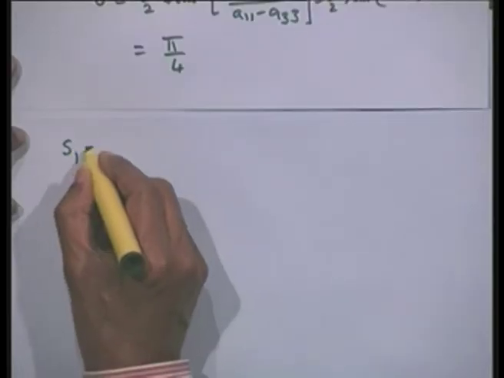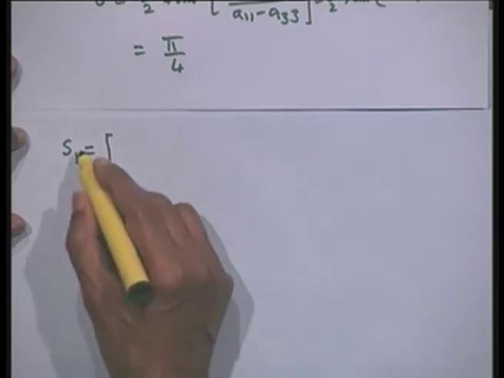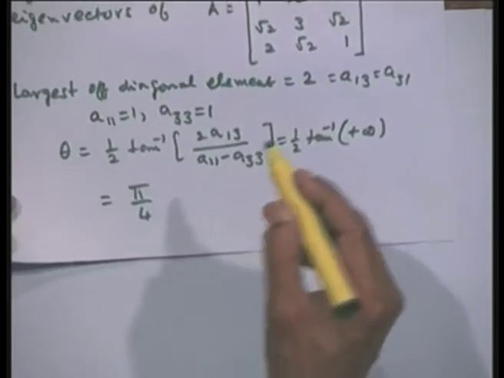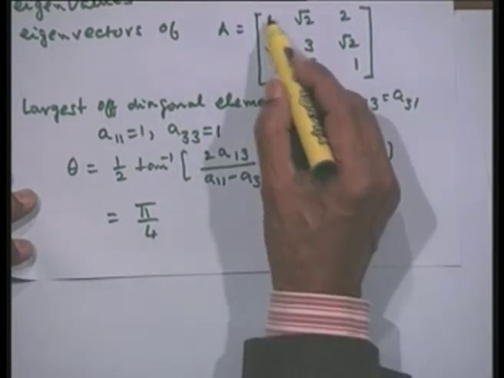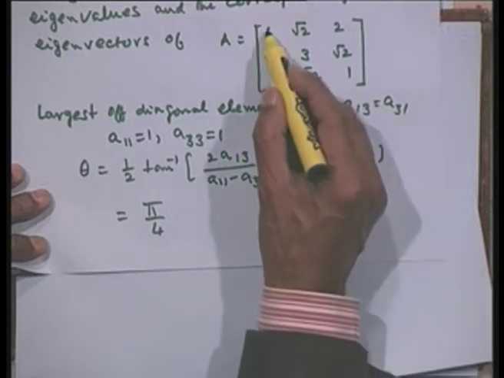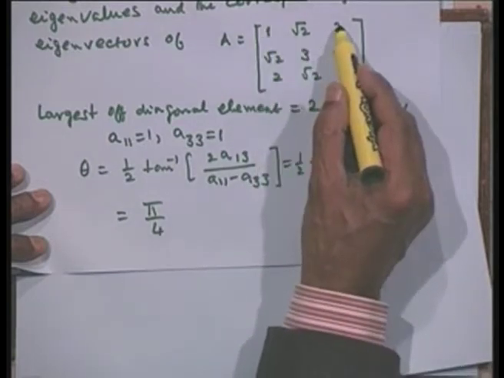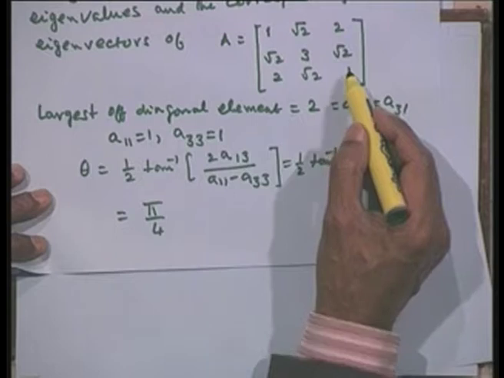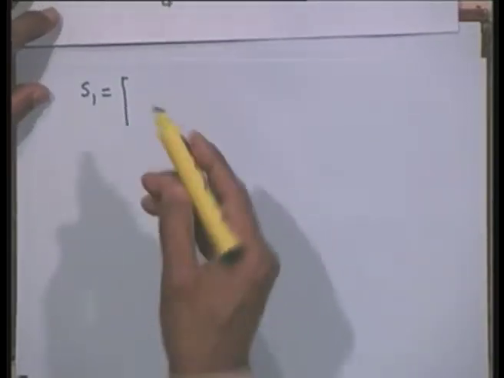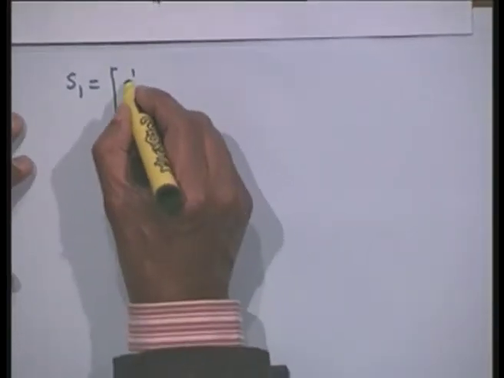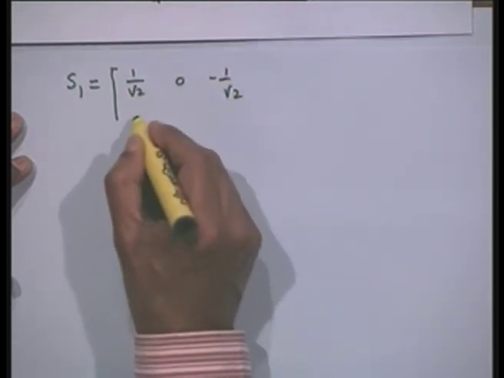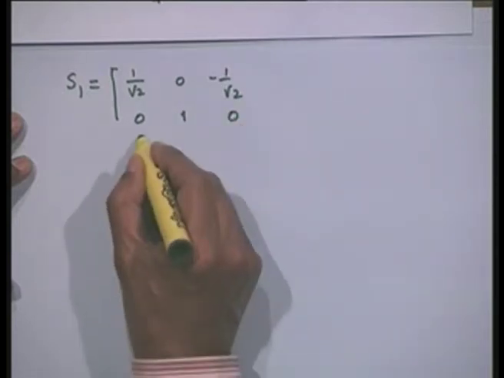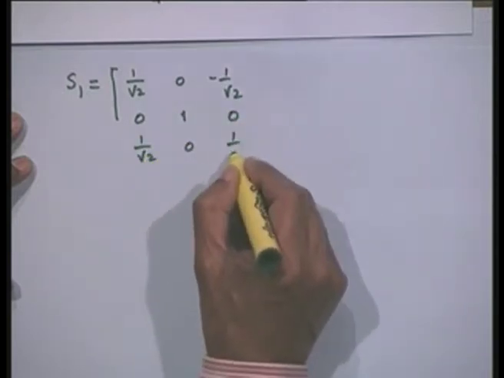Now, I will write down the rotation matrix, first matrix S1. We said S1 will be the identity matrix I, except the elements corresponding to these 4 elements. Therefore, cos theta will come here, minus sin theta here, sin theta here and cos theta here. Therefore, our S1 will be 1 upon root 2, 0, minus 1 upon root 2; 0, 1, 0; 1 upon root 2, 0, 1 upon root 2.